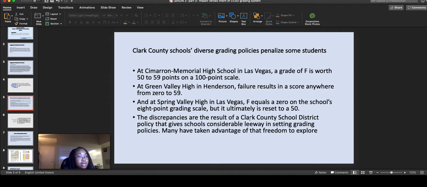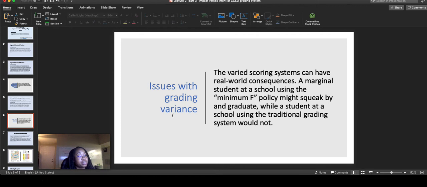So that means that as you go from one school to the next, depending on the school and their grading policies, your kid might be really failing, but they're passing. And then they go to another school, they may be passing but really failing, which is interesting, because the varied scoring systems can have a real-world consequence.